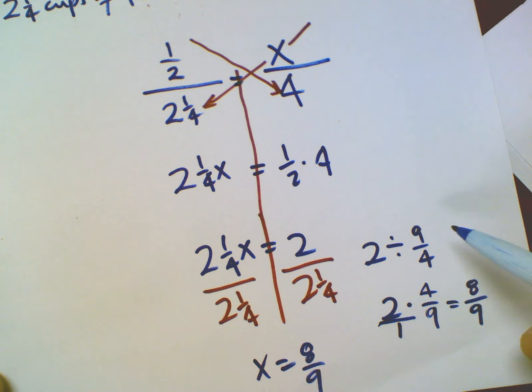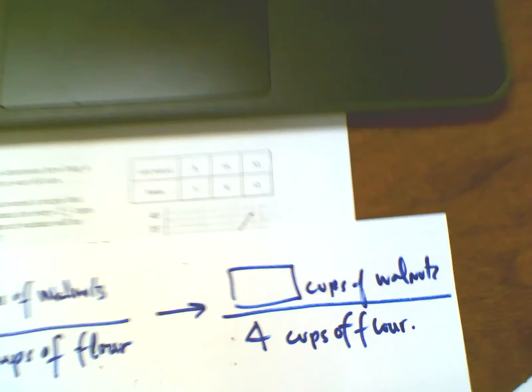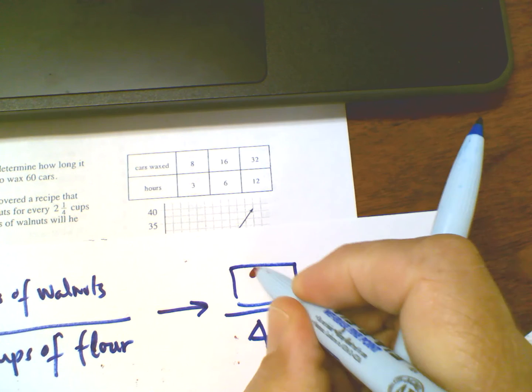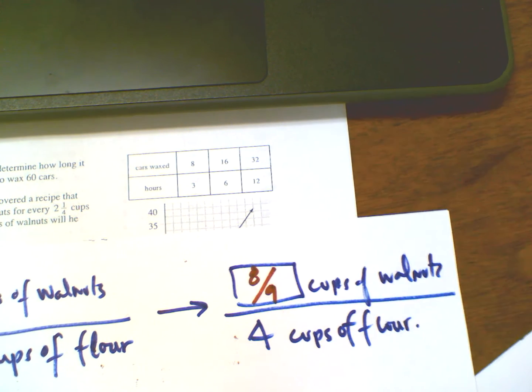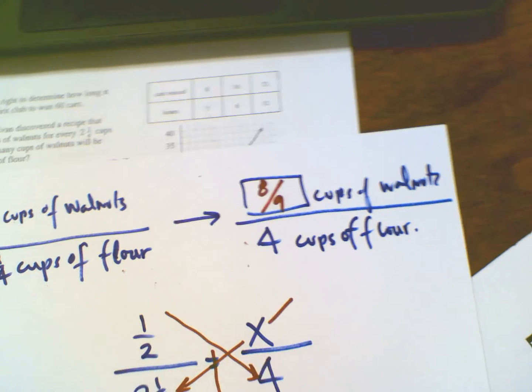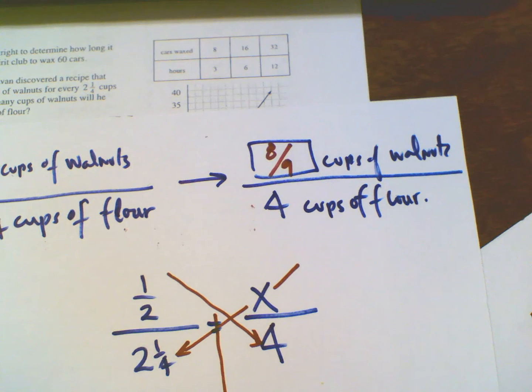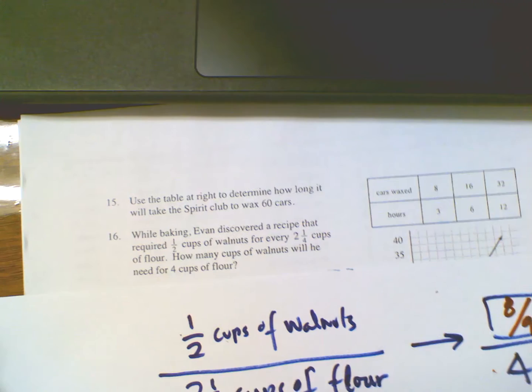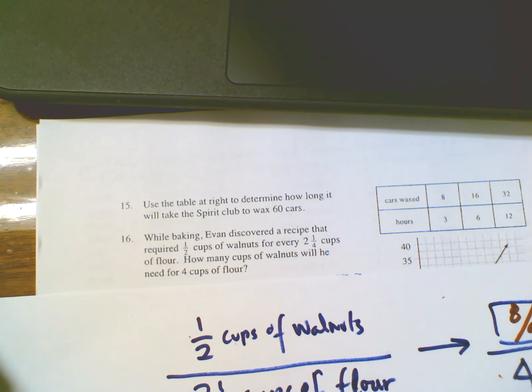So that's the number of cups of walnuts, 8 ninths cups of walnuts. Okay, so back all the way back up here, my answer is 8 ninths cups of walnuts if I'm going to have 4 cups of flour. And that's how that problem is done. Okay.